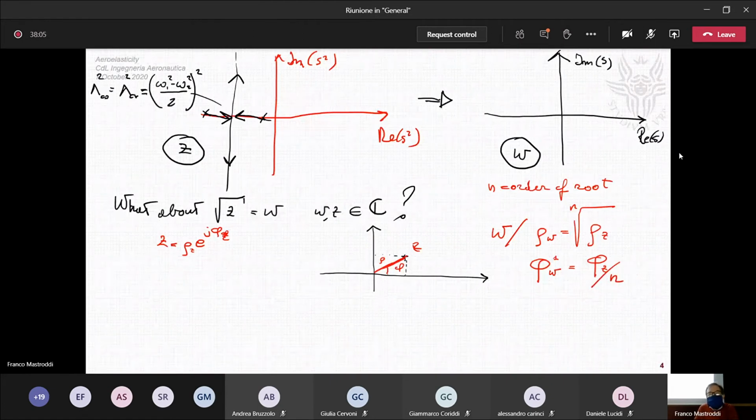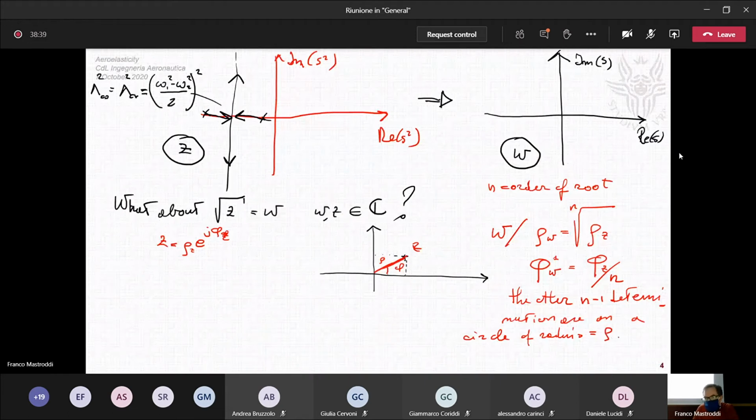Okay? And what about the others? The other n minus 1 determinations are on a circle of radius equal to r of w, and all equidistant.